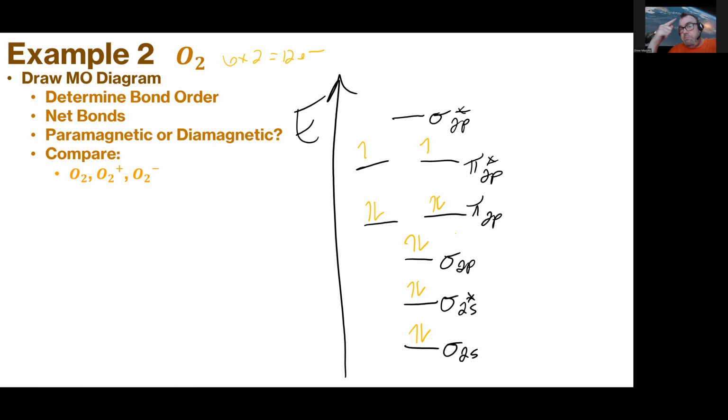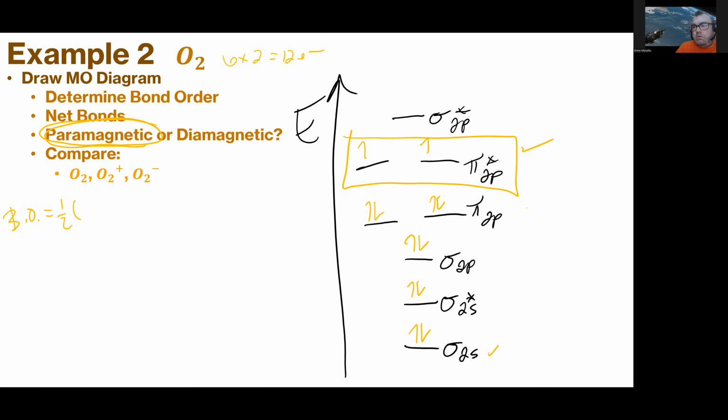Think it through. Paramagnetic or diamagnetic? Well, the data shows paramagnetic. The experiment shows paramagnetic. And it's paramagnetic because we have unpaired electrons. Okay, now let's do the other stuff. Bond order is 1/2 bonding minus anti-bonding.